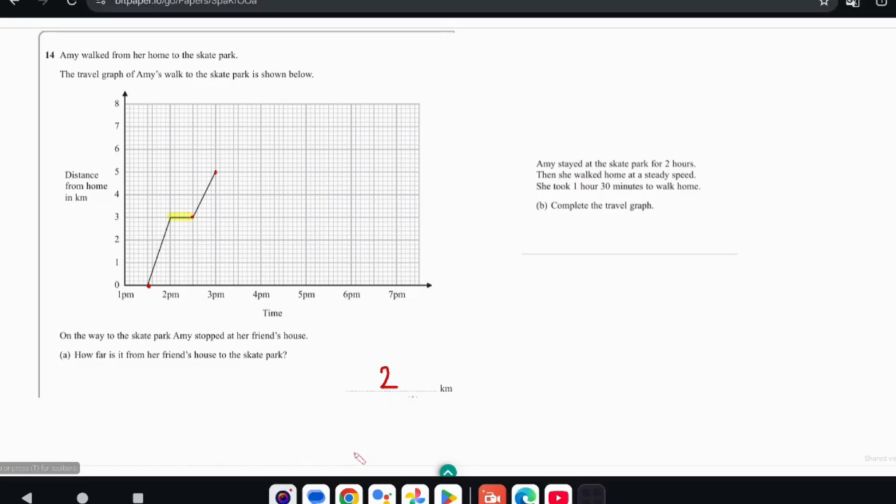Amy stayed at the skate park for 2 hours. Then she walked home at a steady speed. She took 1.5 hours to walk home. Complete the travel graph. She stayed at the skate park for 2 hours. So 1 hour, 2 hours. She walked home at a steady speed. Took 1.5 hours. 5, 6, 6:30. She arrived at home. I just need to draw a line connecting. Straight line, using the ruler.